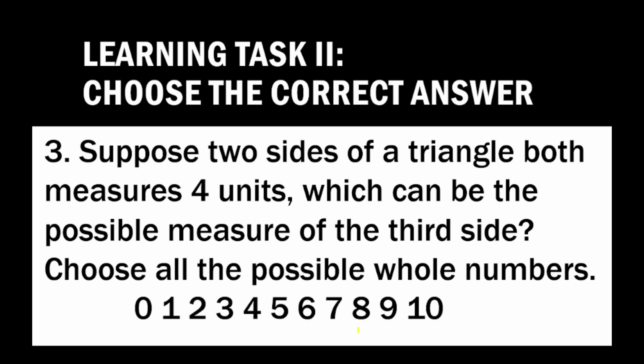Okay, time's up. So, the correct answer is 1, 2, 3, 4, 5, 6, 7. Yun yung mga numbers na pwede. Bakit hindi na pwede ang 8? Kasi kung 4 units yung isa at 4 units yung isa, i-add mo 4 plus 4, 8. So, hindi siya greater than 8. Kaya, hindi siya nagsasatisfy doon sa ating triangle inequality theorem. So, ang pwede lang doon ay 1, 2, 3, 4, 5, 6, 7.